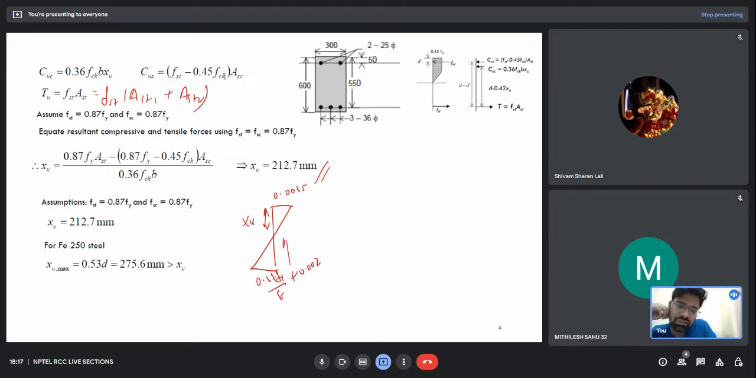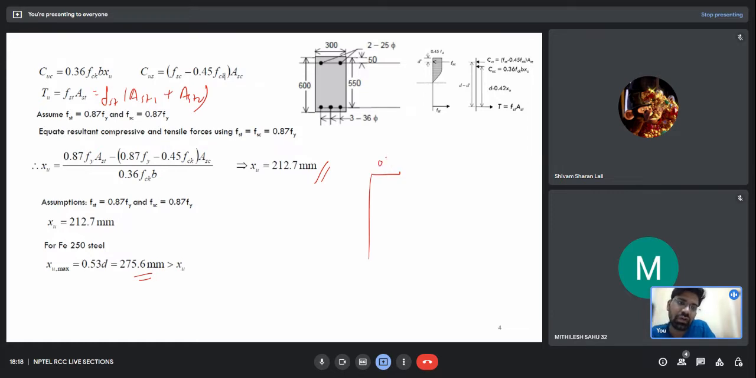Okay, so this is D minus XU. So you can also calculate this 0.53 from here. So now we can see what we can see. The limiting depth of neutral axis, or the maximum depth of neutral axis, is greater than our actual depth of neutral axis. What does that mean? Actual depth of neutral axis is greater.